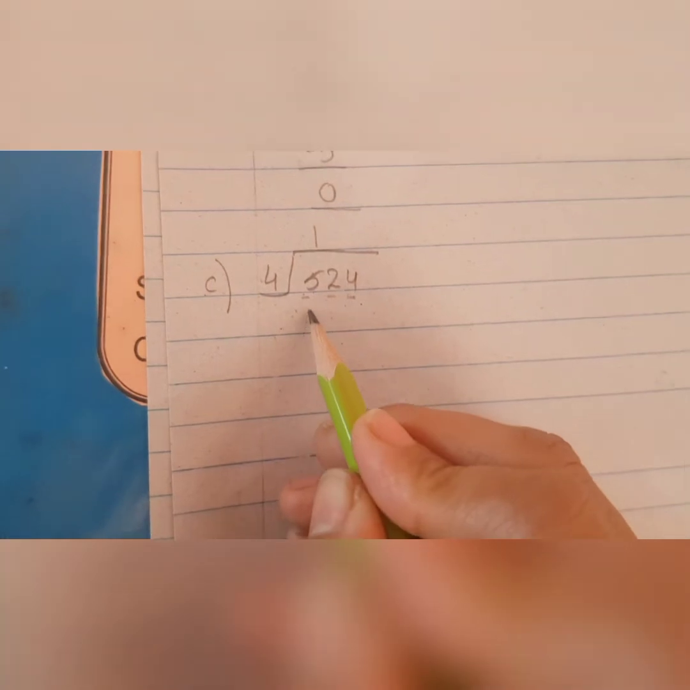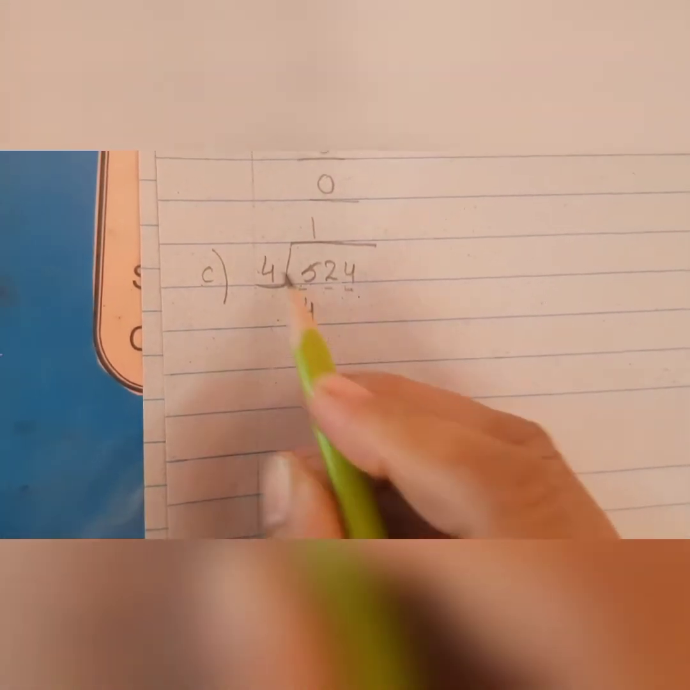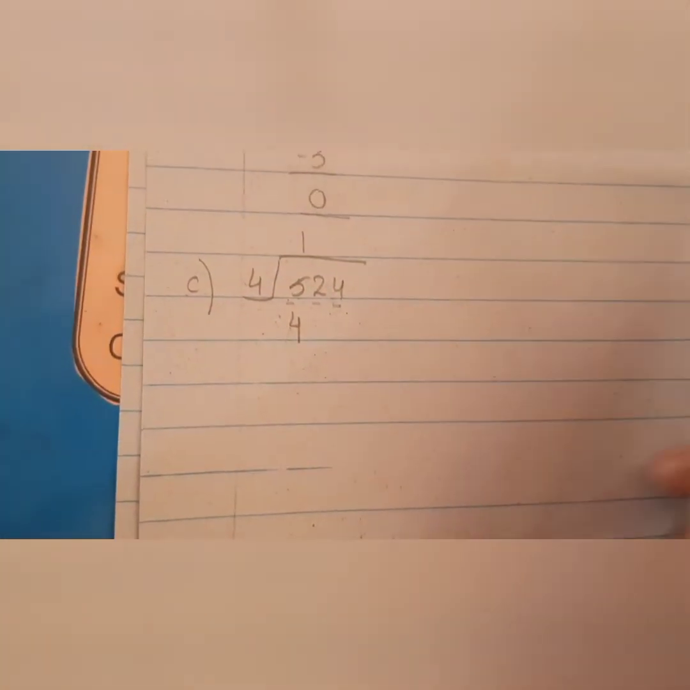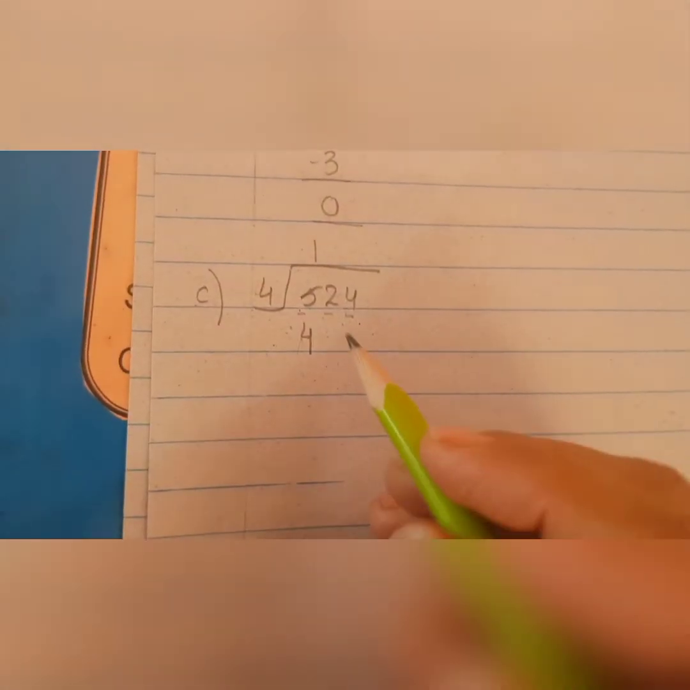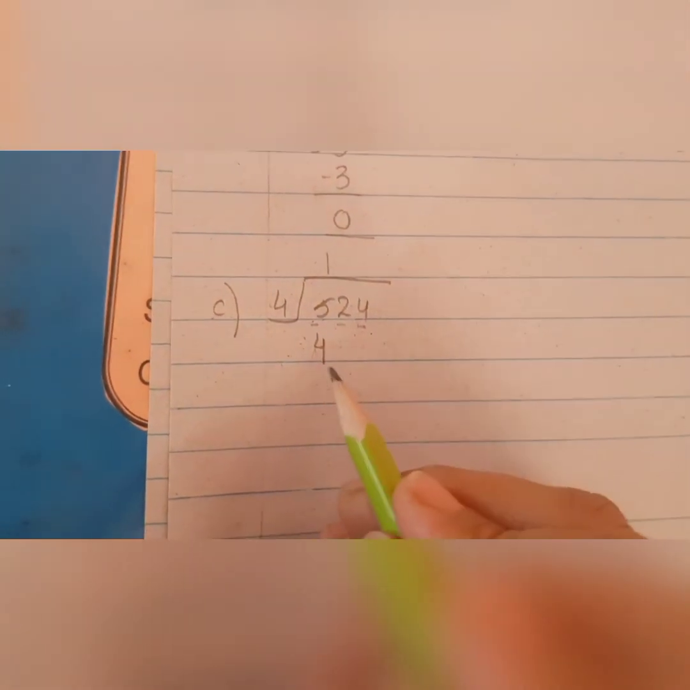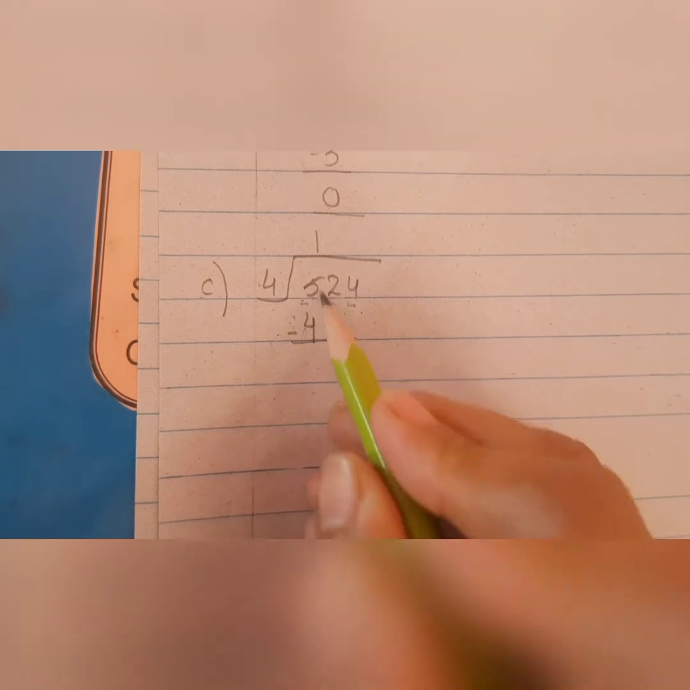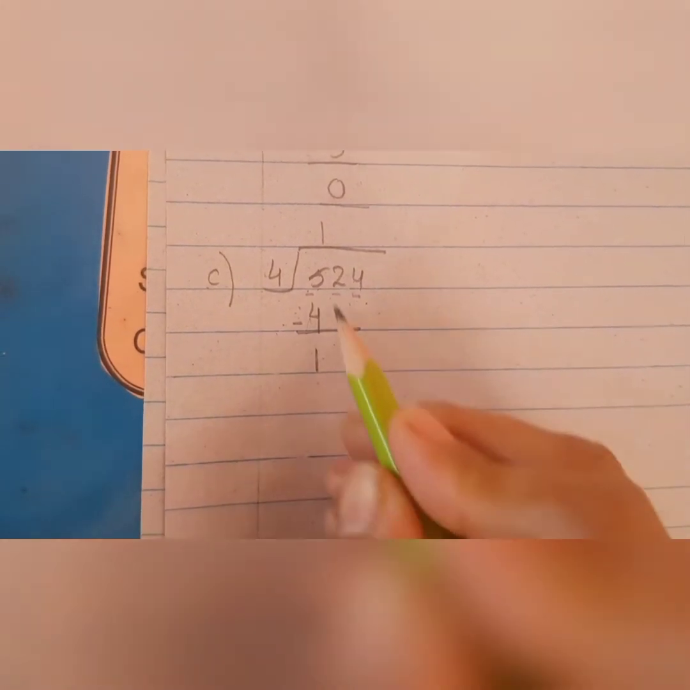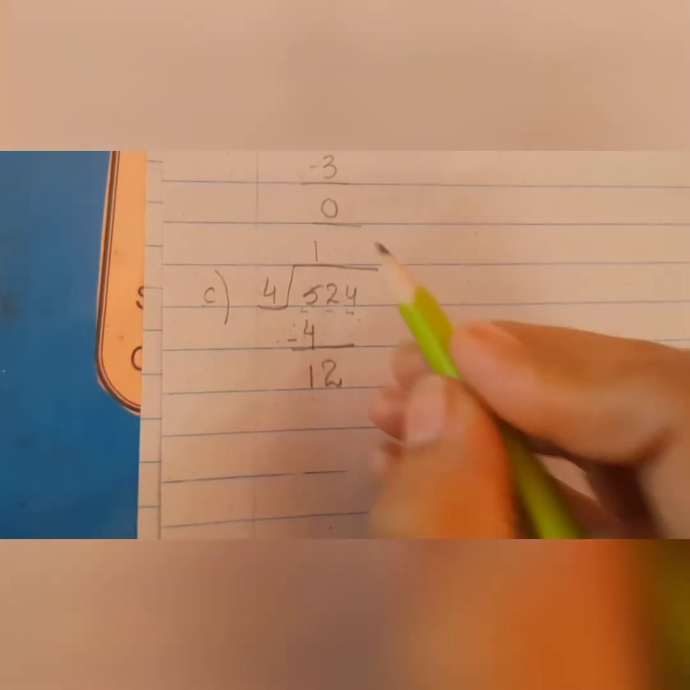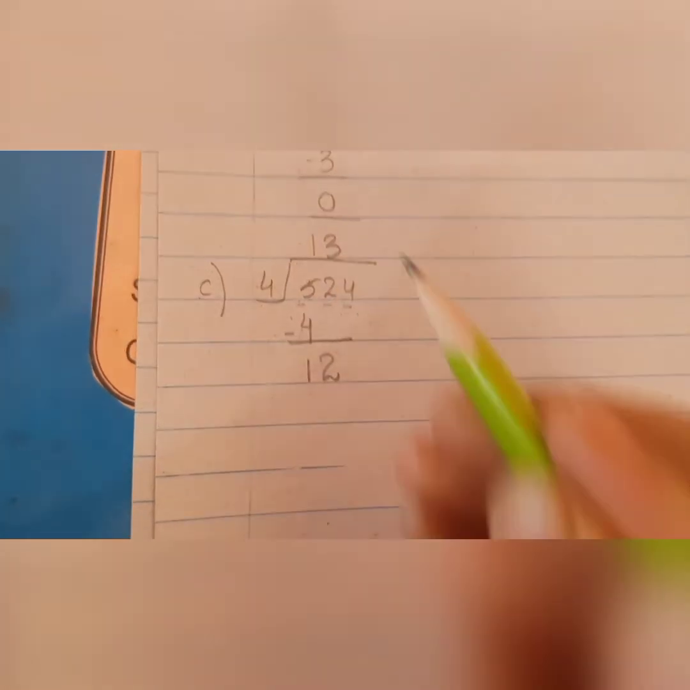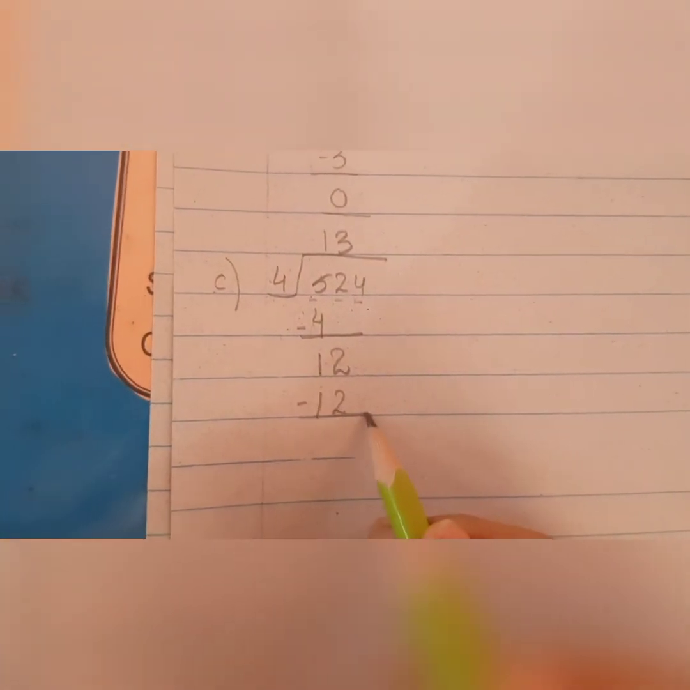So 4 ones are 4. Write down the solution and all the things that we have done that I discussed with you. Now 4 ones are 4. Then my 5 minus 4 is 1. Then take the 2. Now read the table of 4. 4 3s are 12. Got it?